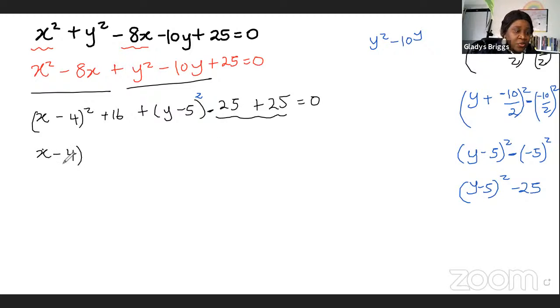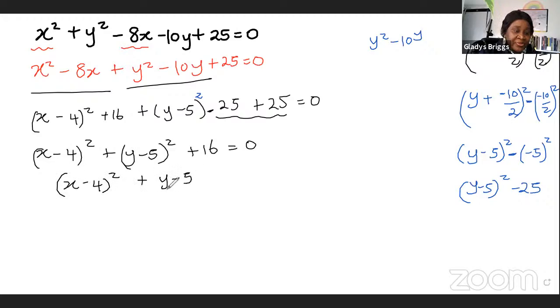X minus 4 squared plus y minus 5 squared plus 16 is equal to 0. Then you will have x minus 4 squared plus y minus 5 squared is equal to negative 16. I'm still worried about that.